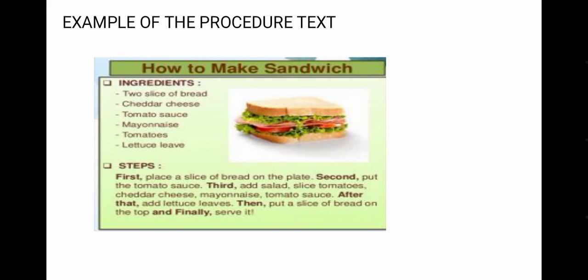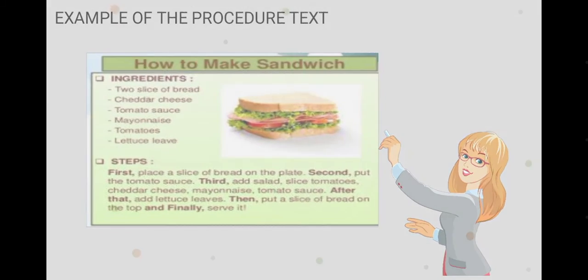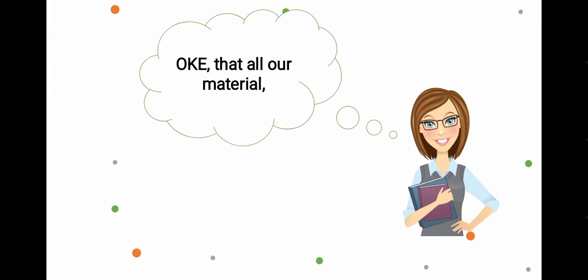And the text also uses conjunctions, for example, after that, then, and then it also uses action verbs, for example, put the tomato sauce, and then put a slice, add salad. Okay, this is an example of the procedure text.